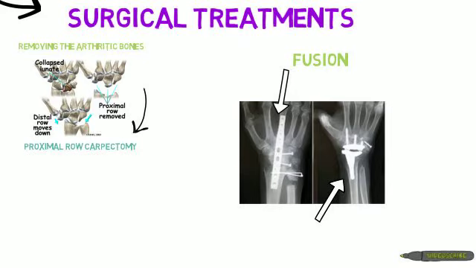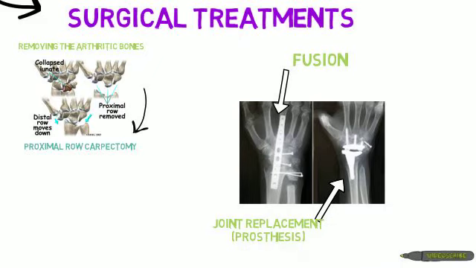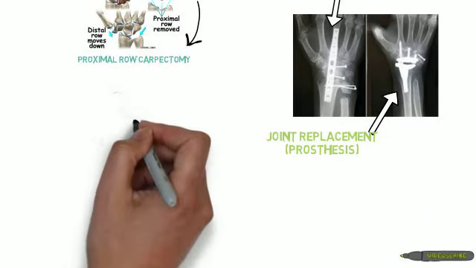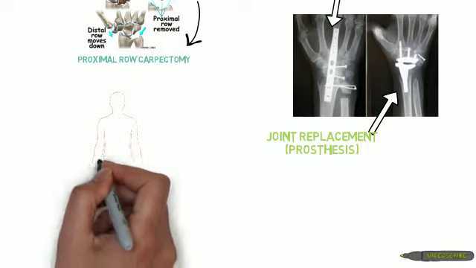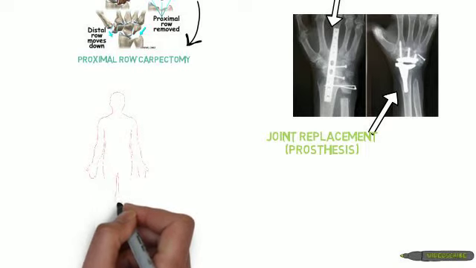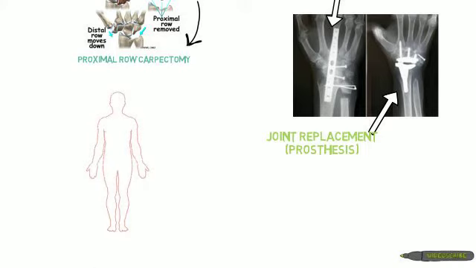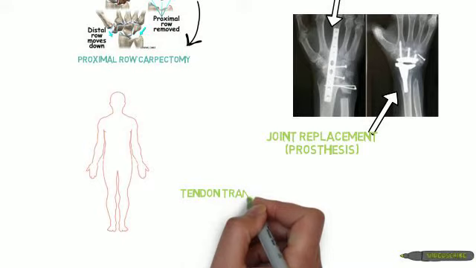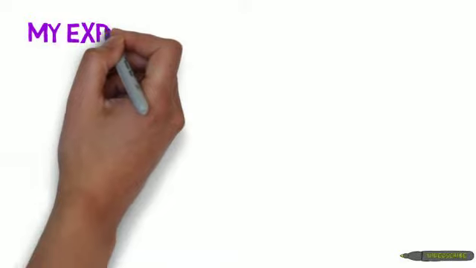Joint replacement. This surgery removes a damaged joint and replaces it with an artificial device, also known as a prosthesis, which helps the patient improve their wrist movement. Removal of diseased tissue also may take place. In rheumatoid arthritis, tendons and ligaments are commonly affected, and that can be taken care of by tendon transplants from other sites of the body.